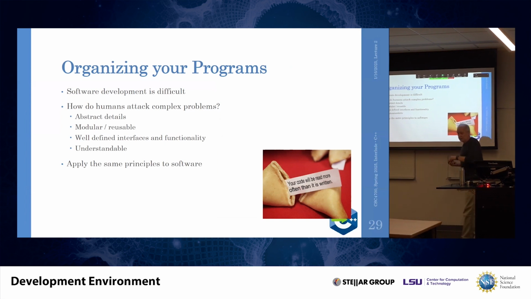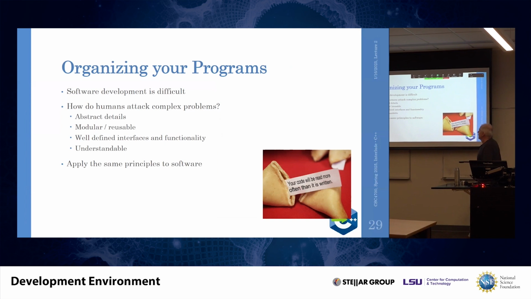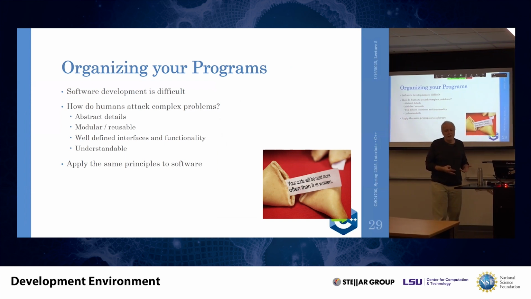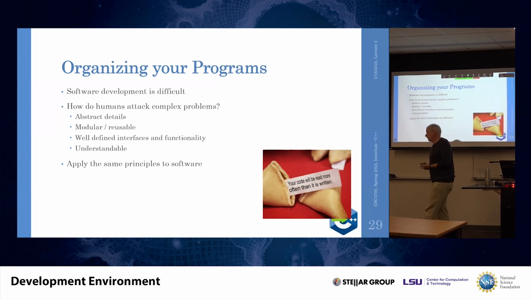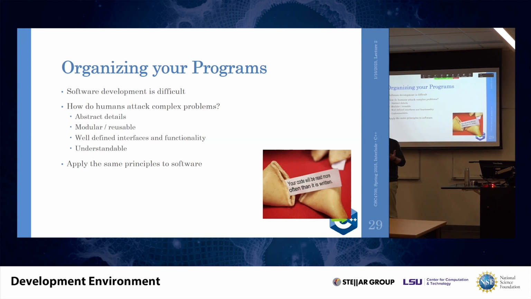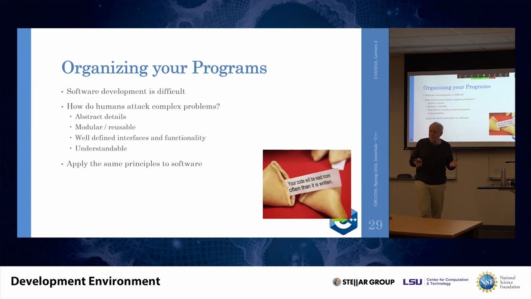So how do we organize our programs? Since software development is very difficult, we have to find ways to simplify our own life. And if you think about it, what is computer science all about? Computer science is all about creating tools to manage abstractions. That is the big difference. That is the actual essence of computer science.